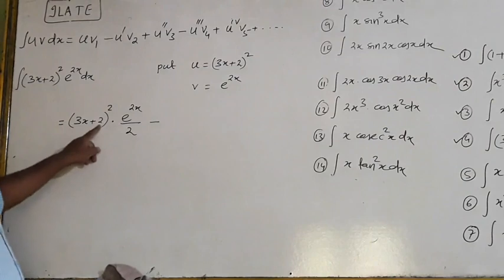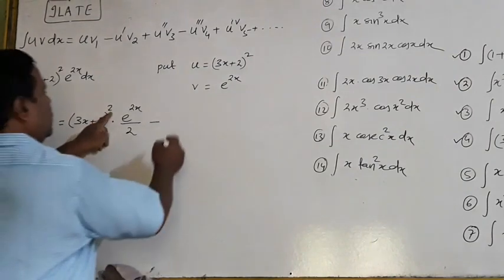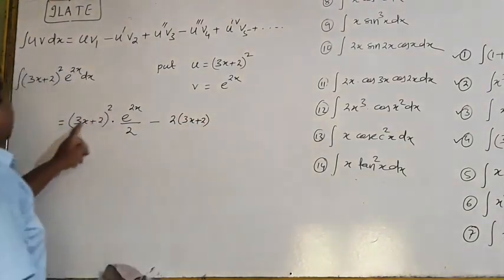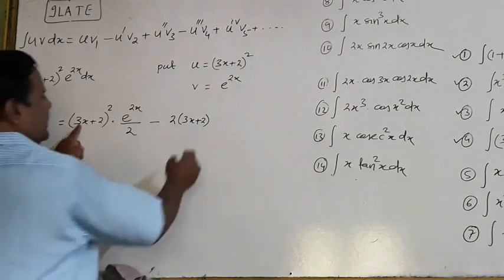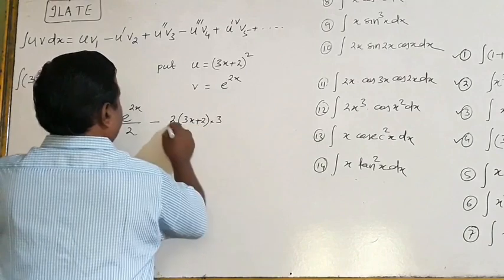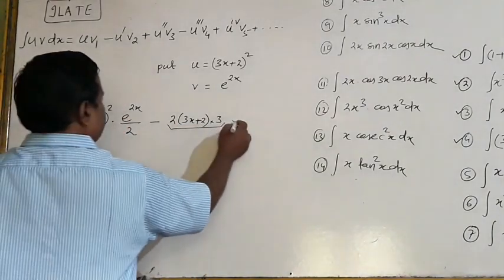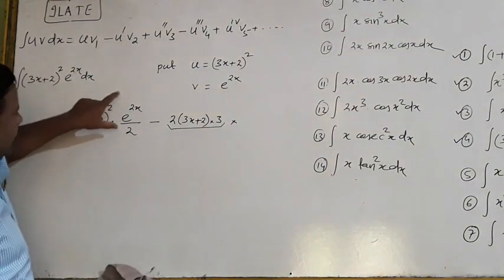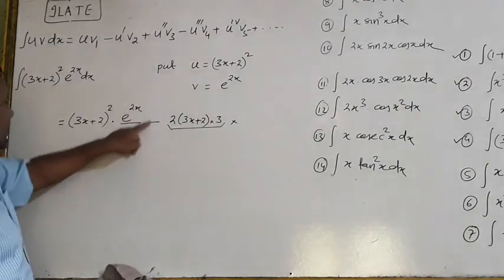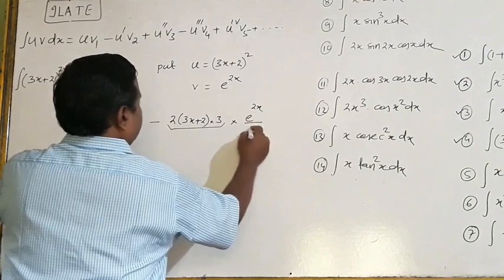Minus, take the derivative of (3x + 2) whole squared. What is the derivative of (3x + 2)²? 2 times (3x + 2) into the derivative of 3x, that is 3. It is the entire derivative part. I am taking the minus sign here. Okay. Next, what you have to do? You have to take the integration of this e^(2x)/2. Integration of this part is e^(2x)/4.